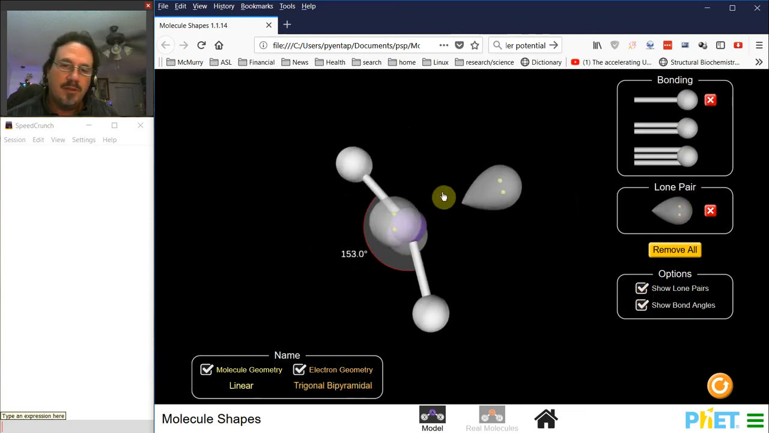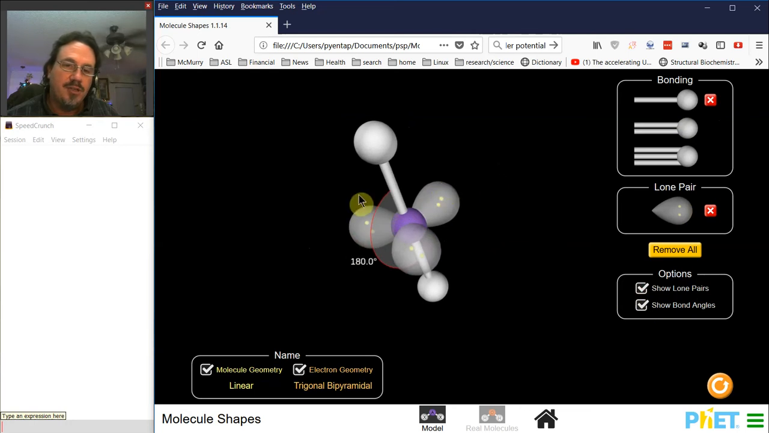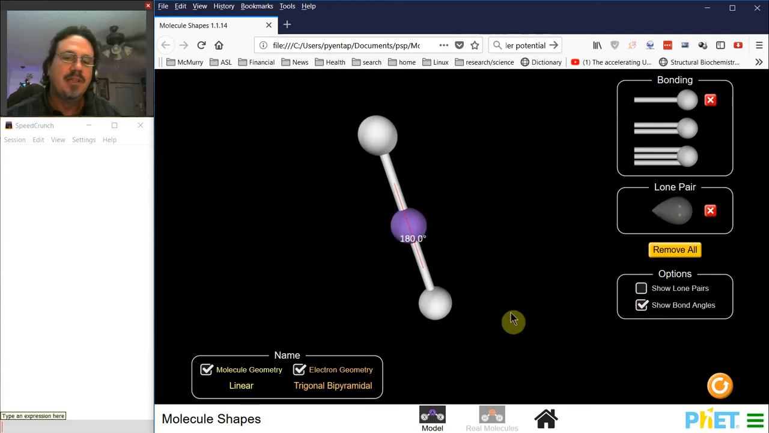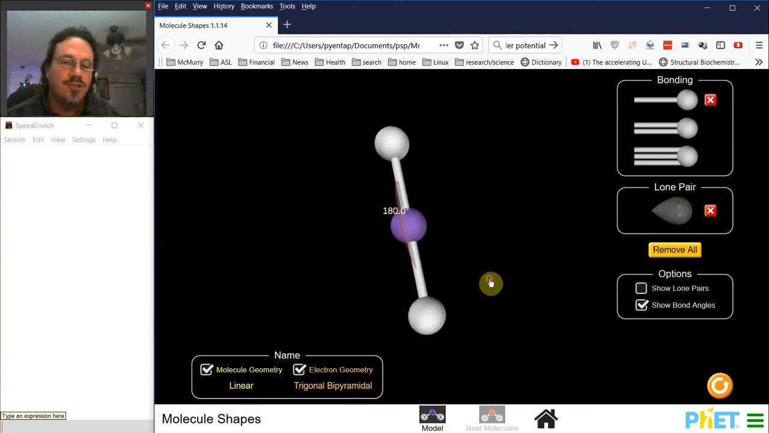Remove that and replace it with the lone pair. It correctly put it in the trigonal planar part. And molecularly, what am I left with? Linear, 180 degrees. All right.